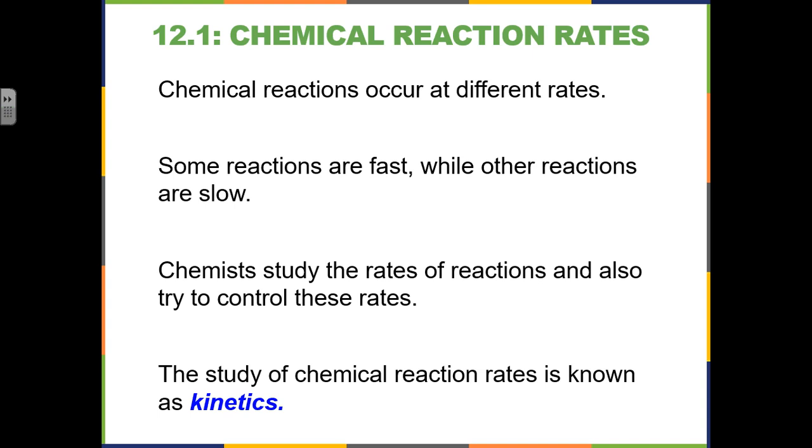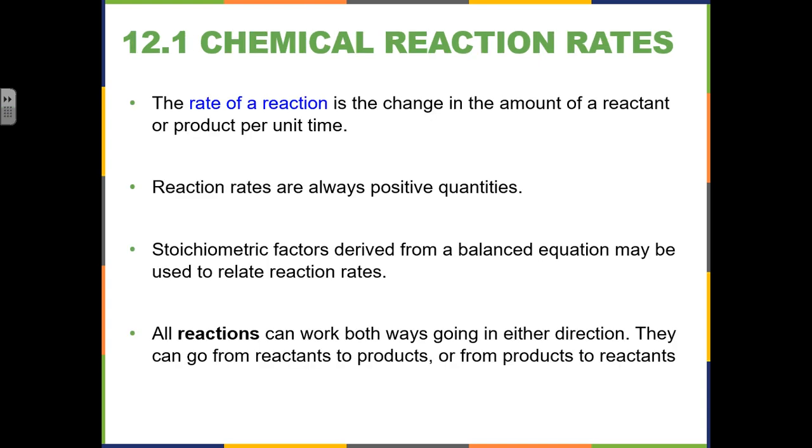So, first things first, a chemical reaction can occur at different rates. Some reactions are fast, some are slow. And as a practice, chemists try to study and understand these rates of reaction in order to better control them and understand chemical reactions. Now, the general study of a chemical reaction's rate is known as kinetics. And if you think of the word kinetic, it comes from energy and motion if you talk about kinetic energy. So, kinetics is looking at the motion or rate of a reaction.